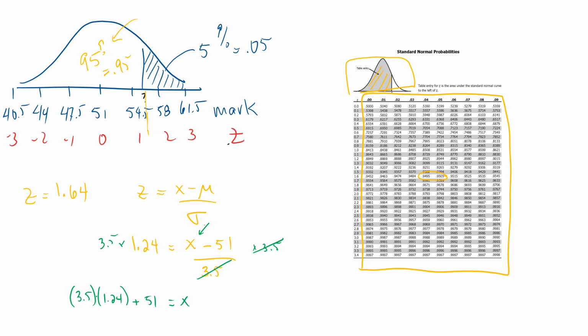And I get a mark of 55.34. And I just double check to make sure that makes sense on my diagram. A mark of 55.3, is that above the average? Yes. So just that simple check will tell you whether or not you're at least in the right ballpark. So the cutoff mark, if we were to round it to the nearest percent, is 55%. So on this test, any student with a 55% or higher is going to get an A.